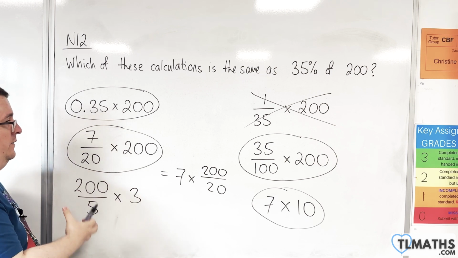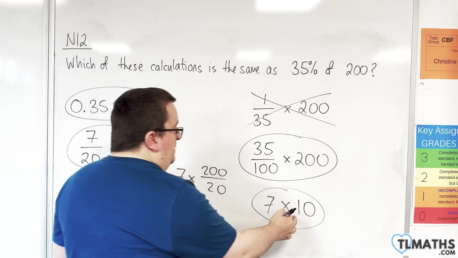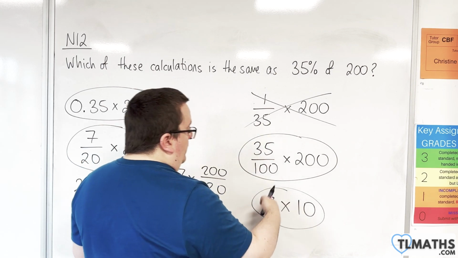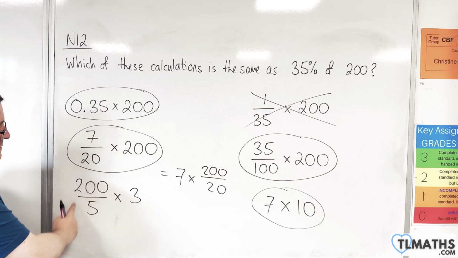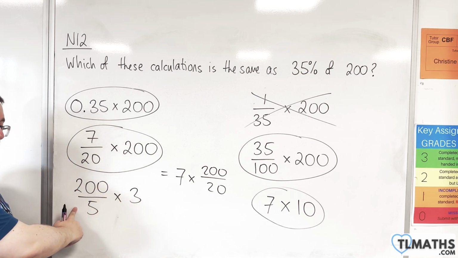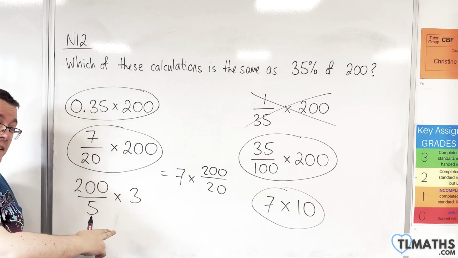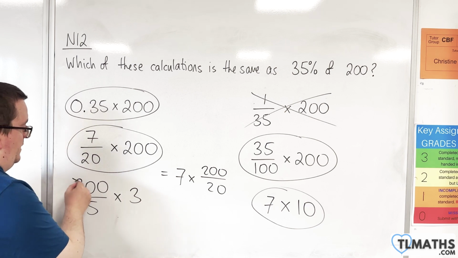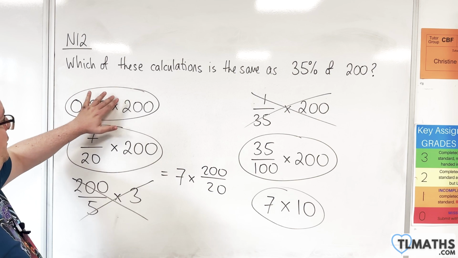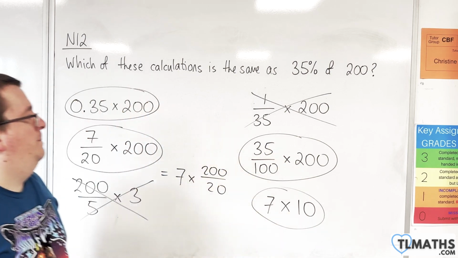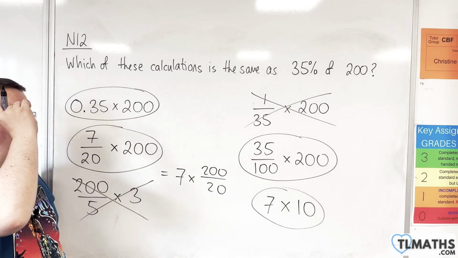Now we can check that these two are equivalent or not because we know that 7 times 10 is equivalent, and that answer is, of course, 70. So is this 70? Well, 200 divided by 5 is 40. 40 times 3 is 120. So clearly that's not 70. So that one's out. So this one, this one, this one, and that one. Okay, they were the 4 that were equivalent to 35% of 200.